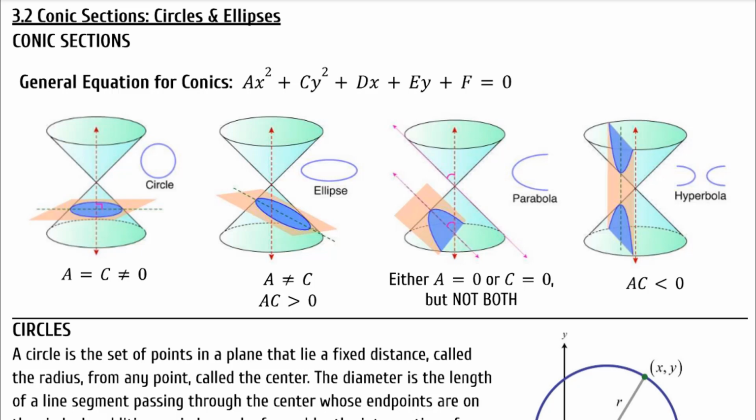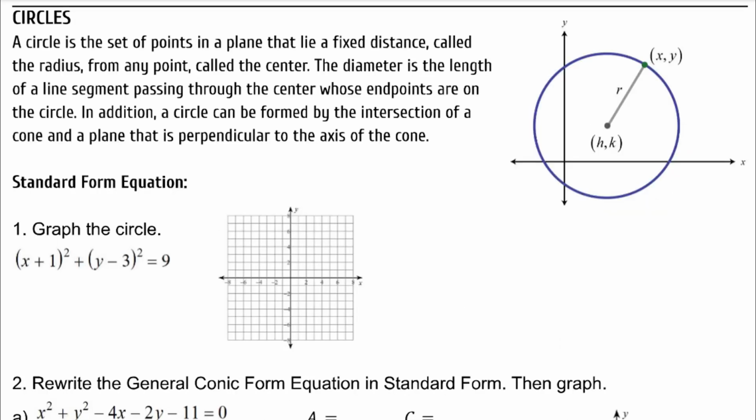Circles. A circle is the set of points in a plane that lie a fixed distance, called the radius, from any point, called the center. The diameter is the length of a line segment passing through the center whose endpoints are on the circle. In addition, a circle can be formed by the intersection of a cone and a plane that is perpendicular to the axis of the cone.